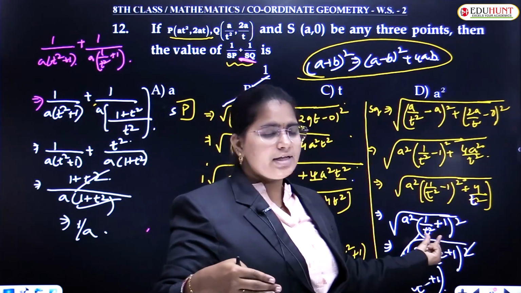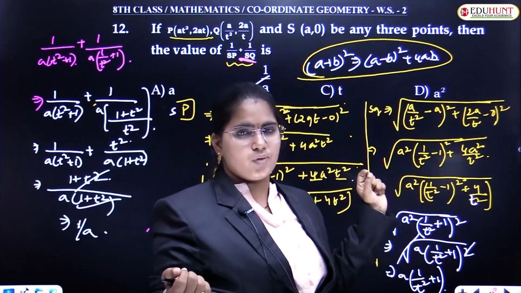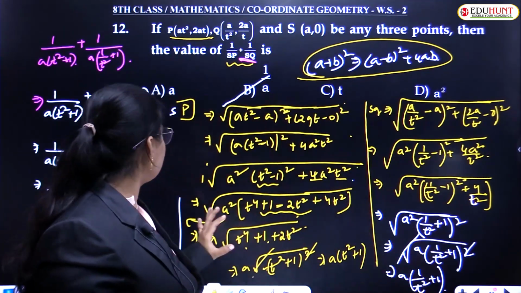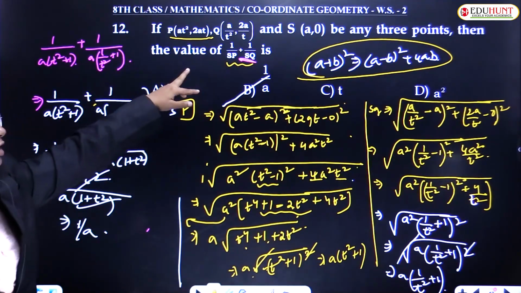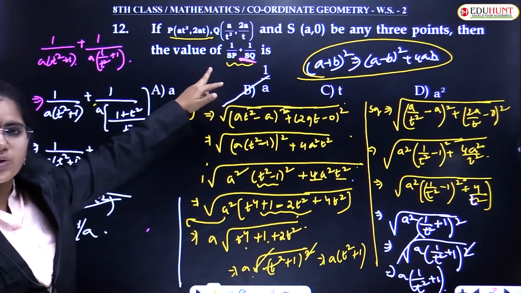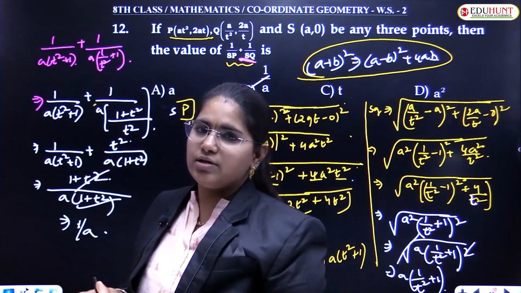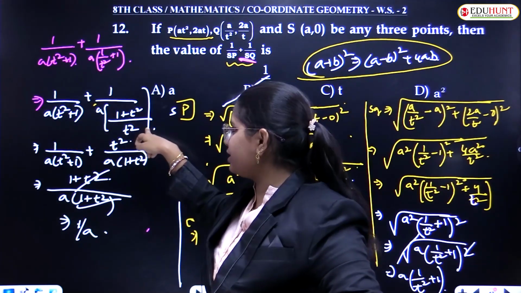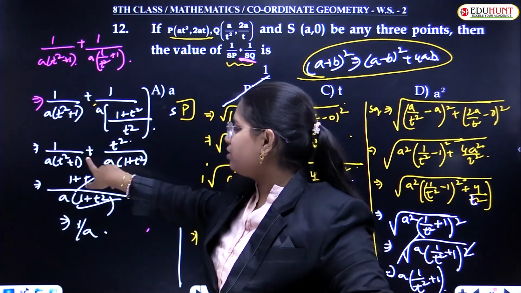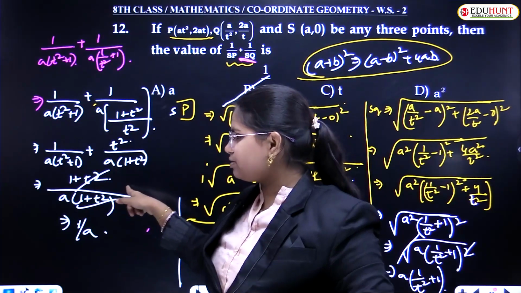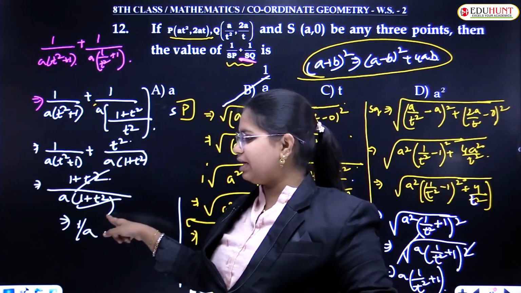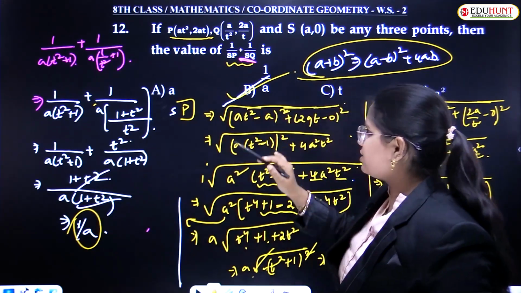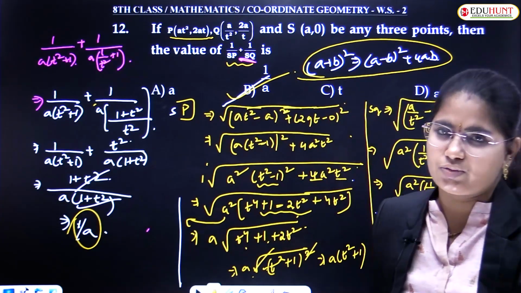In place of a take 1 by t square, in place of b take 1. Compare it. So what I will have, square and root will be cancelled, and both the values I just substituted in this because I need to find the value of 1 by SP plus 1 by SQ. I need to find the value of this. So substitute the 1 by SP value, this is the SQ value, take LCM. Right, so you will be left over with 1 plus t square, both terms will be cancelled. You are left over with 1 by a. So what is the answer? It is 1 by a. I hope I am clear with this question.